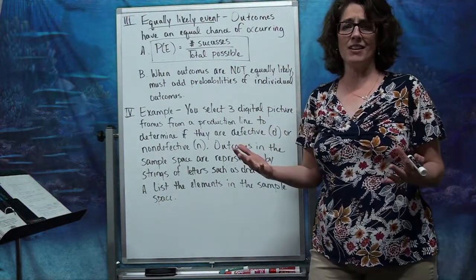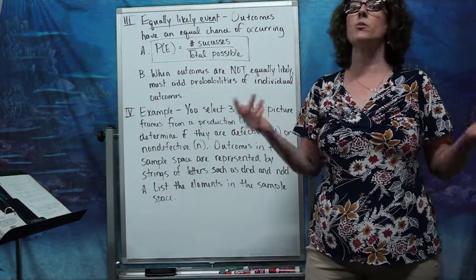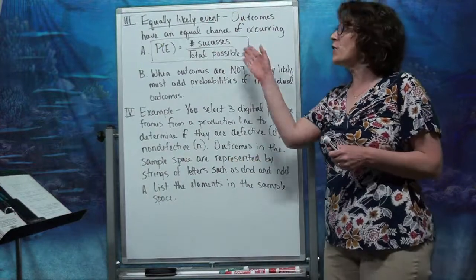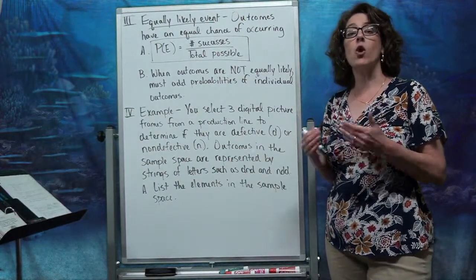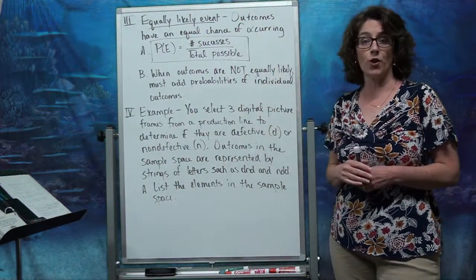Or that instance of rolling that die. It's just as likely that it'll land on a 1 as it will a 2, as it will a 3, as it will a 4, as it will a 5, as it will a 6. So that means that those events are equally likely outcomes. Everything has an equal chance of occurring.